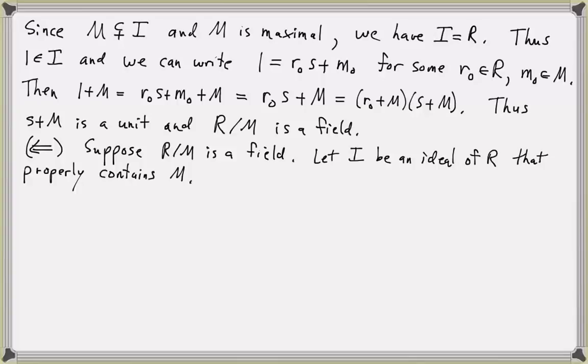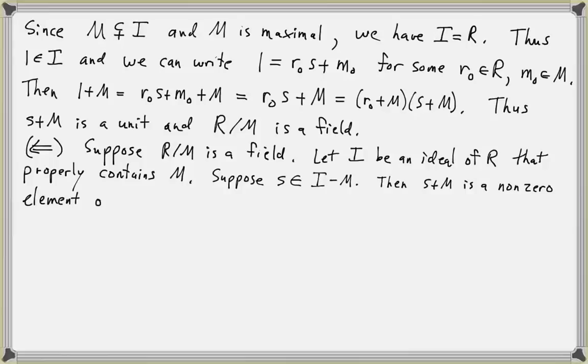And suppose we have an element S that's an element of I, but not an element of M. Now, that means that the coset S plus M is a non-zero element in the factor ring, because S is not in M. So this is a non-zero element of R mod M. And we're assuming that R mod M is a field, so therefore S plus M has a multiplicative inverse.